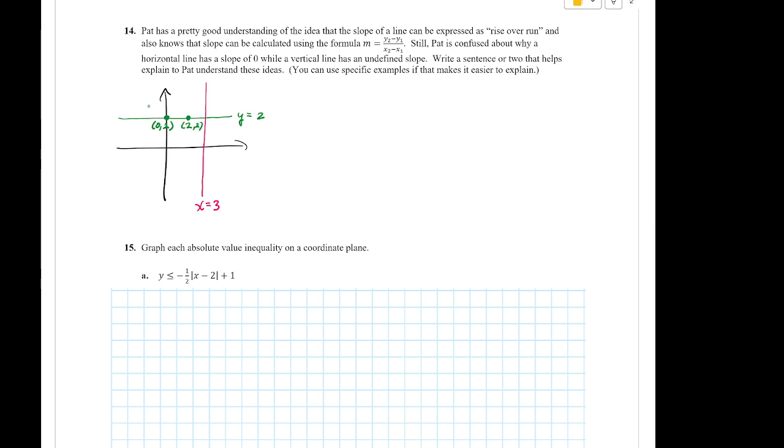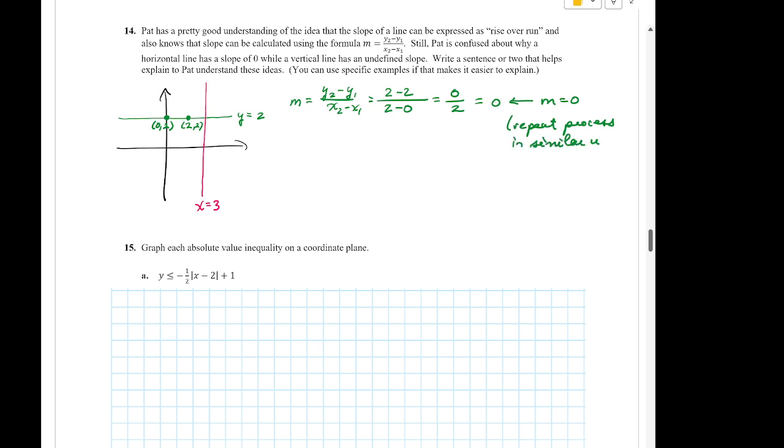Okay, so if I wanted to calculate that slope, and I just use the slope formula, y2 minus y1 over x2 minus x1, then I'm going to get the y's are the same. They're both 2. And the second x is 2 and the first x is 0. So this is 0 divided by 2. And 0 divided by any non-zero number is just 0. So slope equals 0. And you can essentially repeat this process in a similar way for any horizontal line.